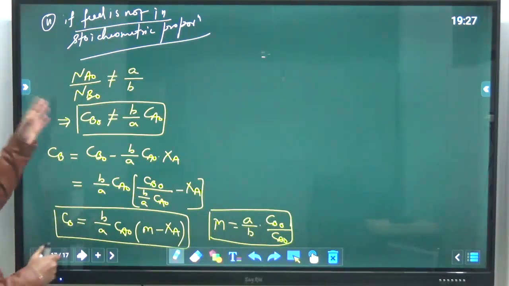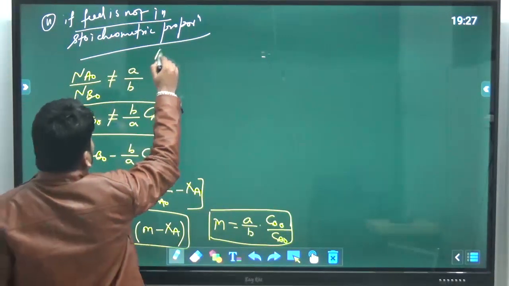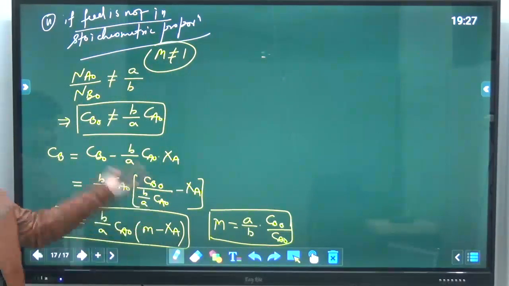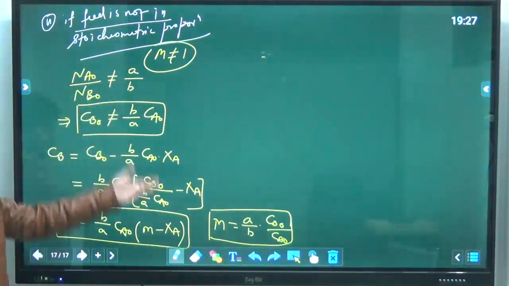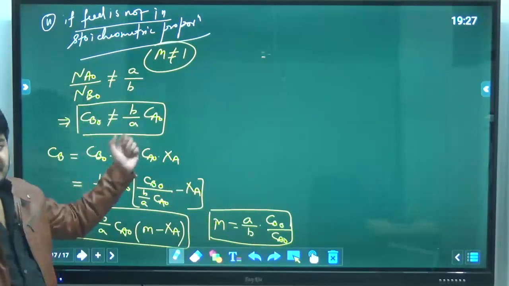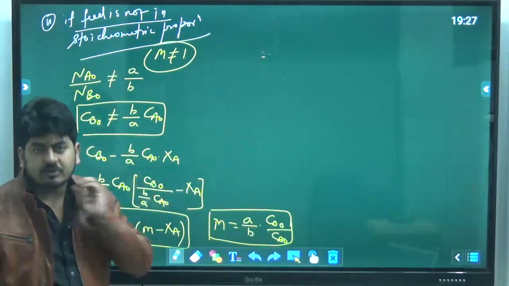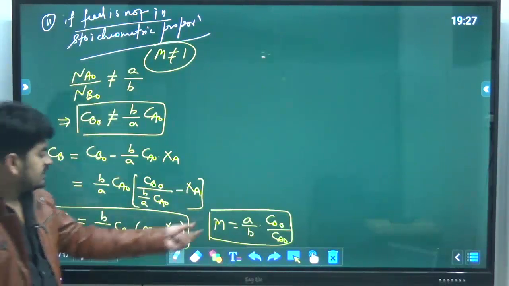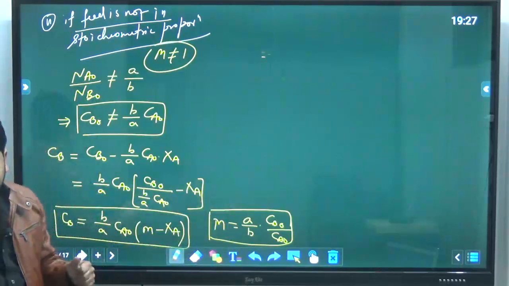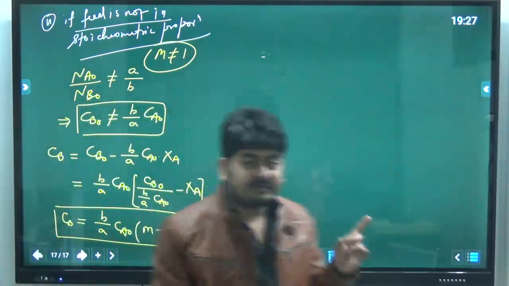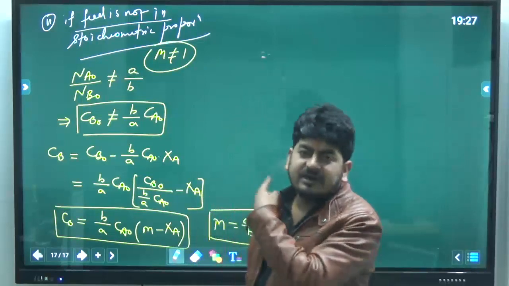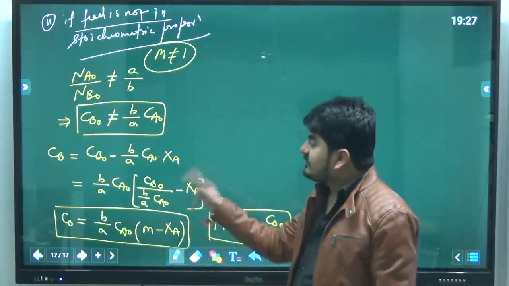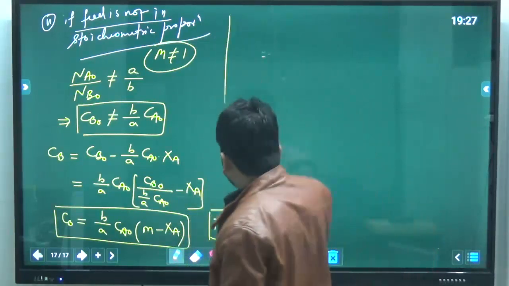Okay, meaning when feed is not in stoichiometric proportion, it means M is not equal to 1. Simple. That means M is not equal to 1. Because if M is equal to 1, then this ratio will become same, so it will become the case of stoichiometric proportion. But we are talking about feed not in stoichiometric proportion, so M cannot be 1 here. If the value of M is 1, then you can directly use the last relation which we got in the first case. Okay, anyways, here in terms of conversion, how to solve that? See, it's very simple.